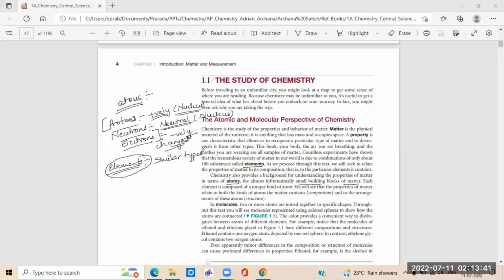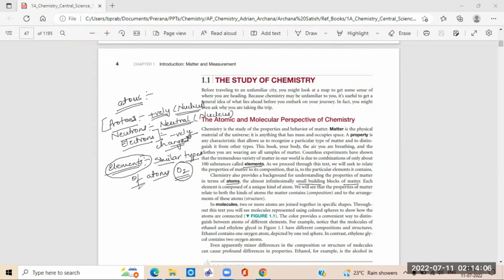Consider any element, like oxygen, O2. All of these atoms of oxygen are similar to each other, exactly identical, and these atoms together form the element. These are substances which are made up of similar building blocks, which are the similar atoms. Elements.